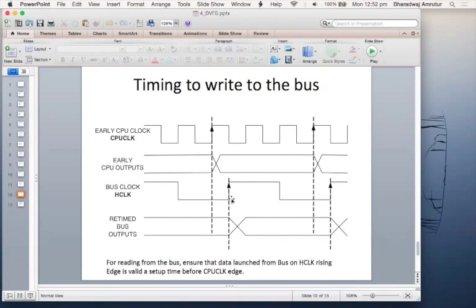Similarly, when I'm sending data from the bus into the CPU, I have to ensure that the delay of the data from the sender going through the bus and being captured by the CPU is less than the minimum delay between these two edges. That is the constraint I have to put on my synthesis when I synthesize it. That way I will again ensure that I don't violate the timing.